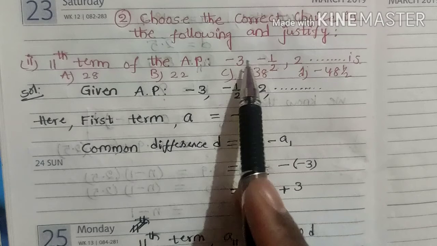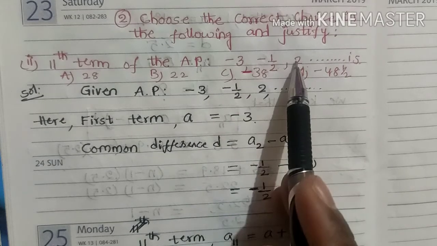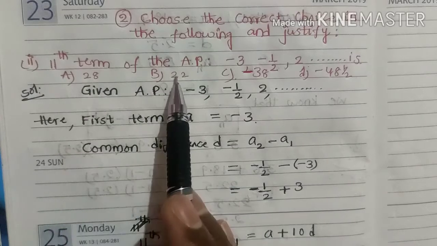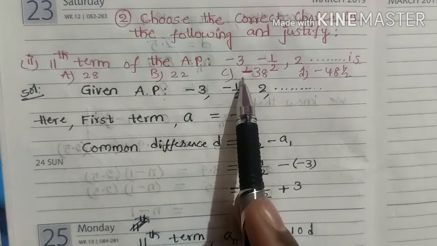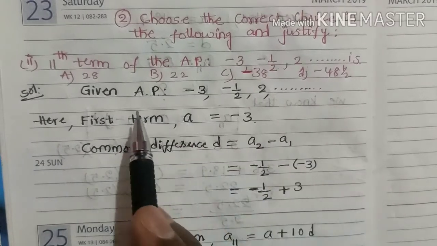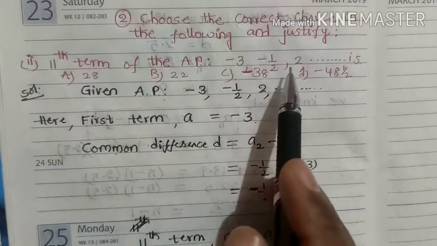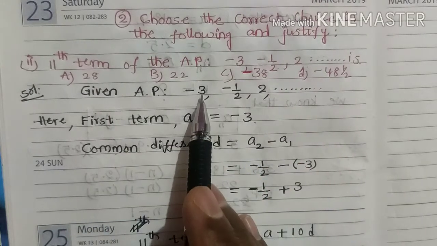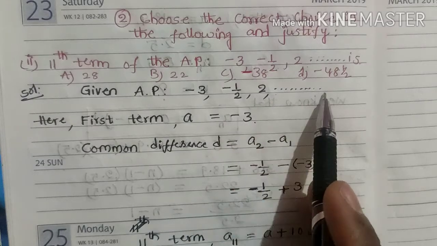In this arithmetic progression, if you continue this list of numbers, what will be the 11th term? This is our question. Option A is 28, option B is 22, option C is -38, option D is -48 and a half. So further, what you need to do in the solution: first you take the given arithmetic progression. What is that? -3, -1/2, 2 and so on.